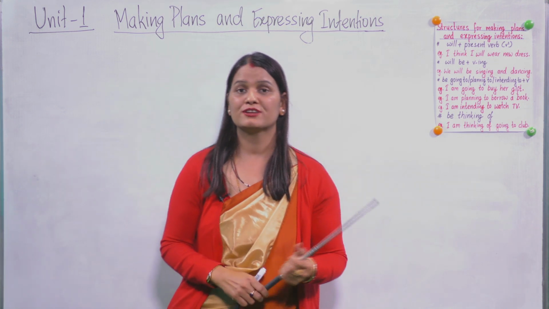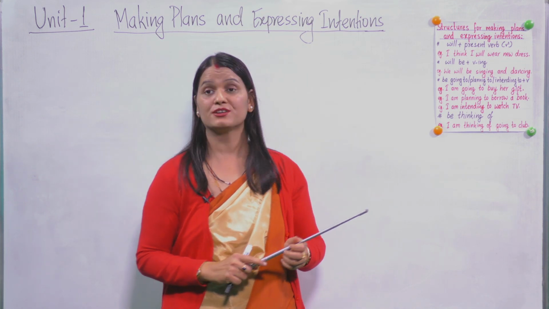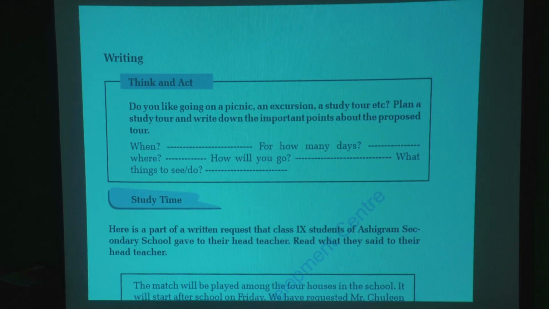Now, all of you look at page number 10 in your book. Okay, there is a writing exercise. In that writing exercise, there are some questions. All of you have a look there. Do you like going on a picnic, an excursion, or study tour, etc.? This is the question you can read there. Excursion means a trip, a short trip, a journey.